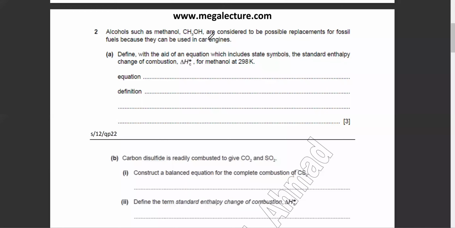So alcohols, he's saying define with the aid of an equation the enthalpy change of combustion of methanol. So it's basically CH3OH, which is a liquid, and reacts with oxygen, and it would produce carbon dioxide and water. That's it. And there's going to be one carbon dioxide and two water molecules, and there's going to be two O2 molecules. This is gas. This is also gas, and H2O is a liquid.